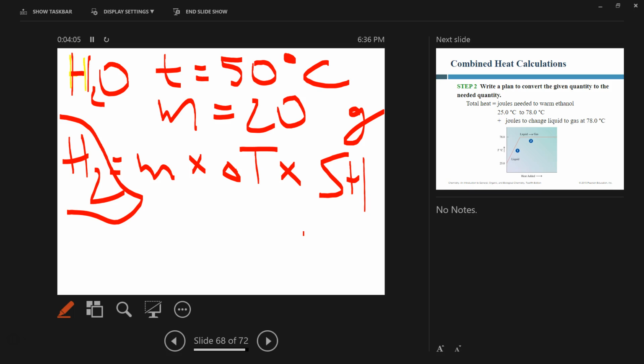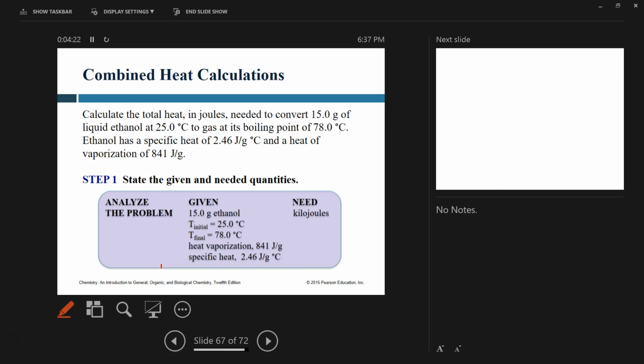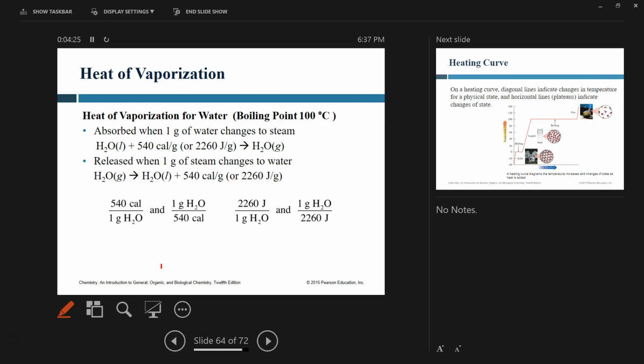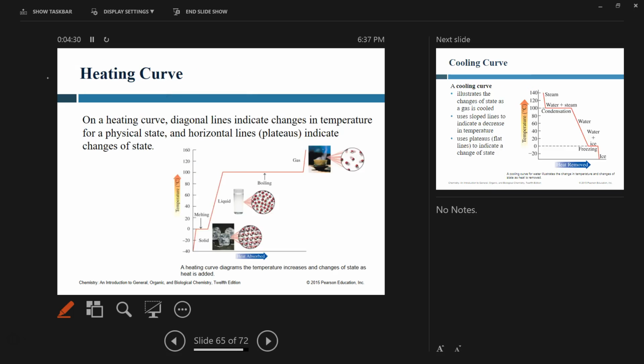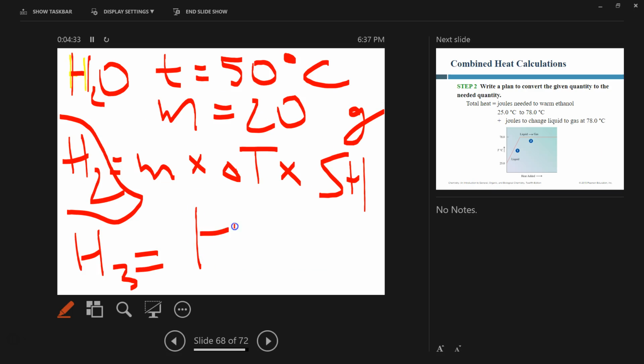Does that make sense? Now, what's going to be your next heat? What do you need to do? How do you calculate the amount of heat that you need to evaporate boiling water? You need the heat of vaporization, right? Heat of vaporization, and you multiply it by what? By the grams, by the mass.